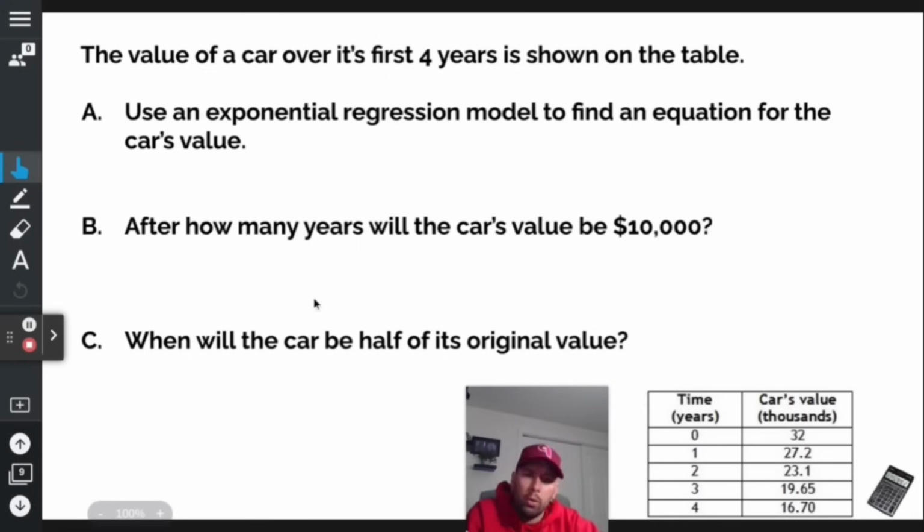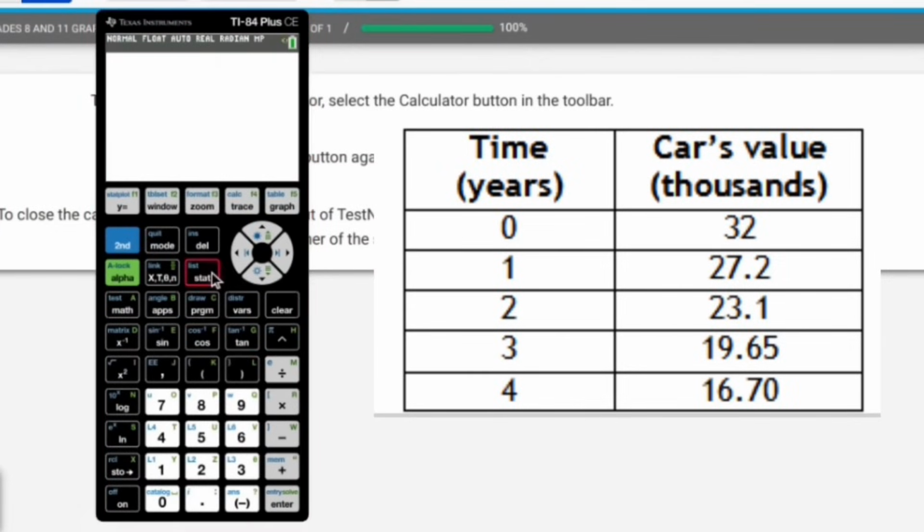So what we're going to do is take a look at this, throw it in our calculator, and answer all of these questions using the process called exponential regression. I'm going to go to Stat, Edit, and use the exact numbers that they give us: 0, 1, 2, 3, 4.